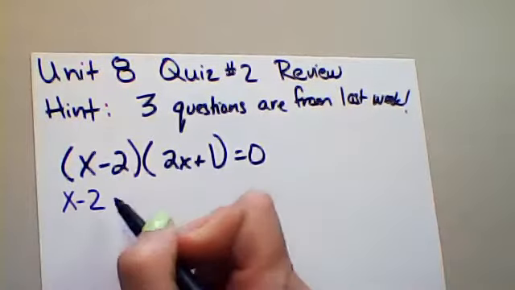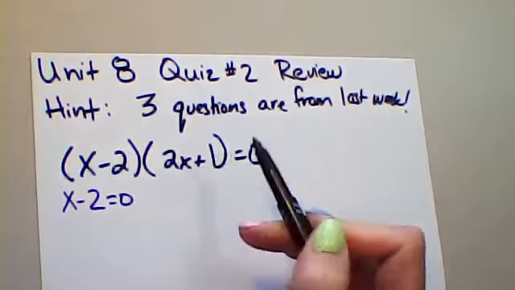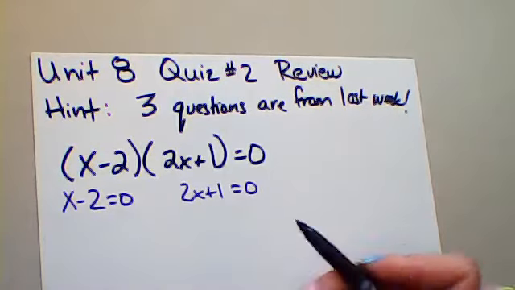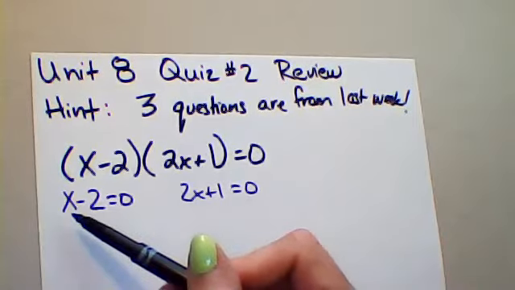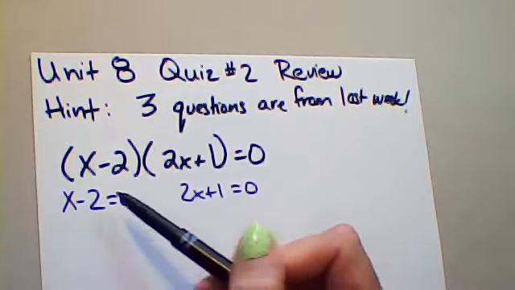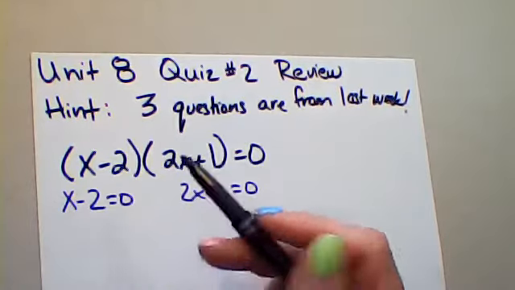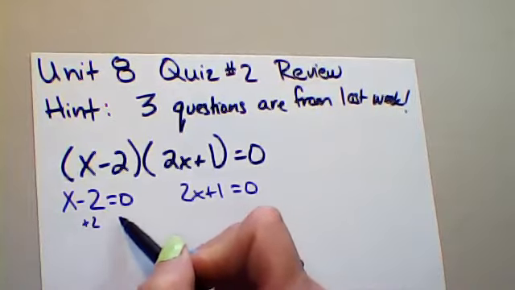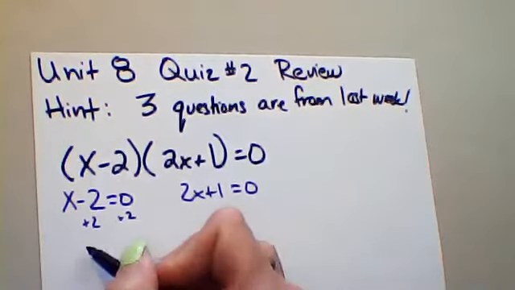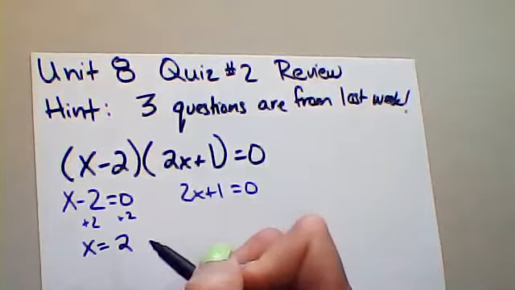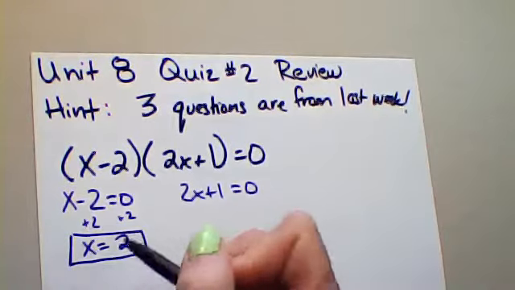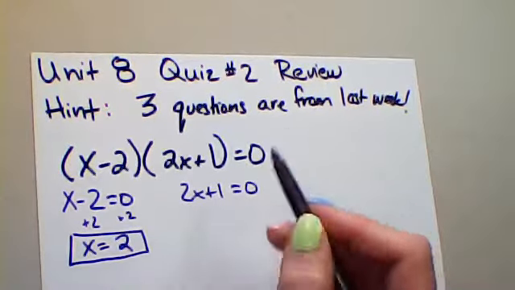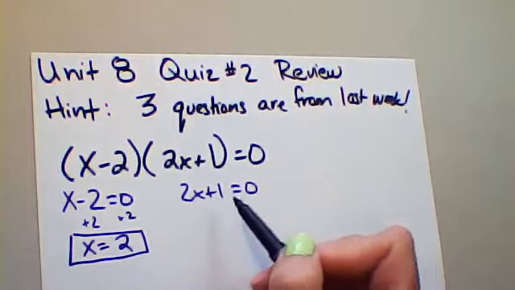We would say, okay, x minus 2 equals 0, or 2x plus 1 equals 0. And then our job is to find out what x is going to make it so that this whole side is 0. So we're just going to solve for x. This says minus 2, so I'm going to add 2 to both sides of my equal sign. So I get x equals 2. So one choice could be that x equals 2. When I put a 2 in here, that makes this equal 0, so our whole equation is going to be true.